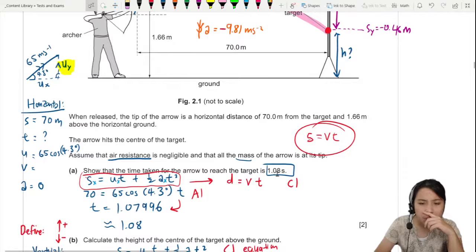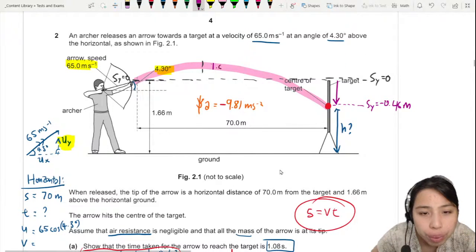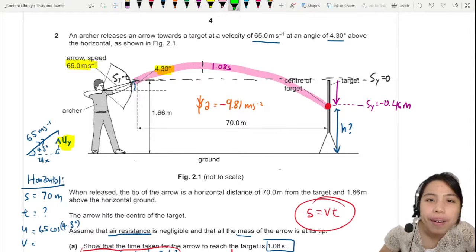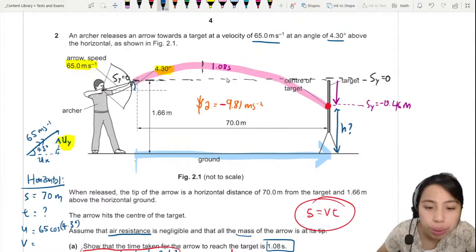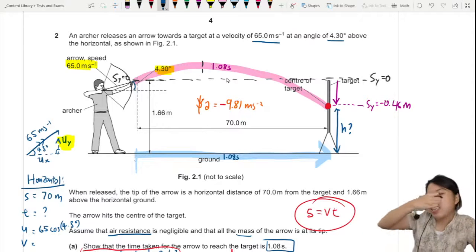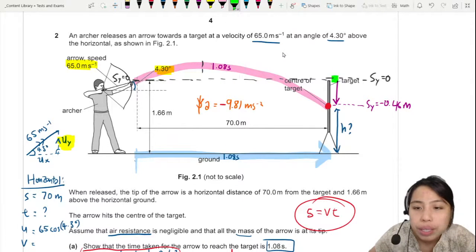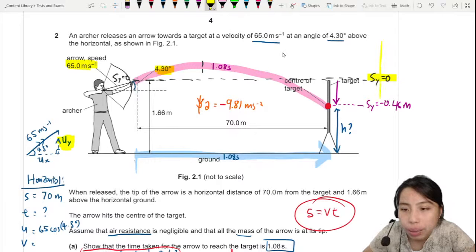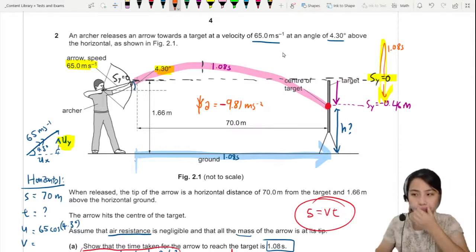Because this 1.08 seconds is the time taken for this whole pink path. It is also the time taken for an object to move from the starting position all the way to a horizontal displacement. It is also the time taken for vertical motion, let's use a yellow color, from displacement 0, go up and come back down to negative 0.46. This whole process also takes 1.08 seconds. It's all linked together.